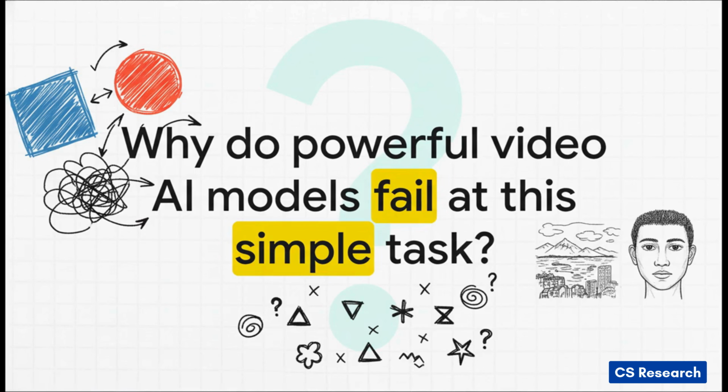So this just begs the question, right? Why is this so incredibly hard? I mean, these are generative models that can create stunning, photorealistic worlds from scratch. Why do they just fall apart when you ask them to control two simple shapes at the same time?